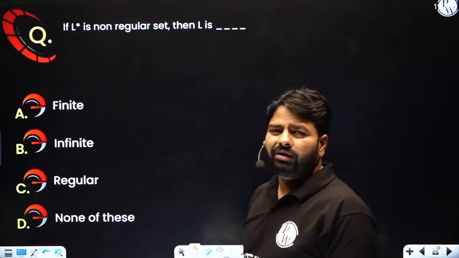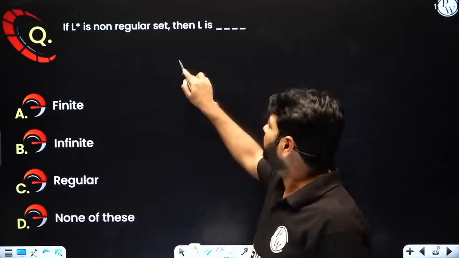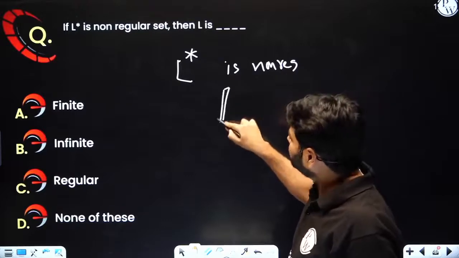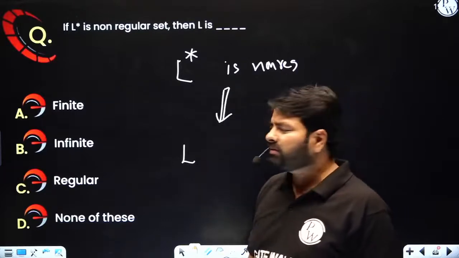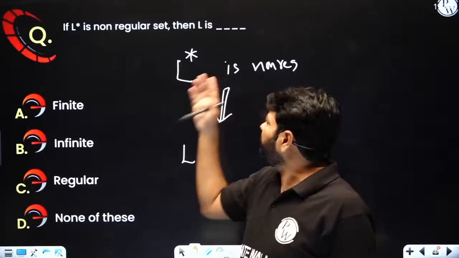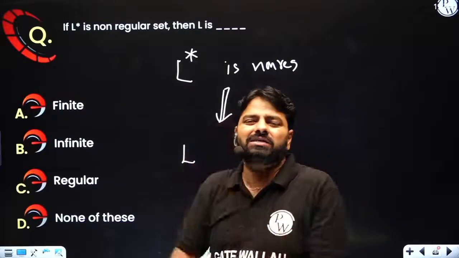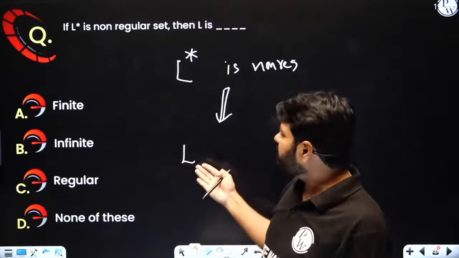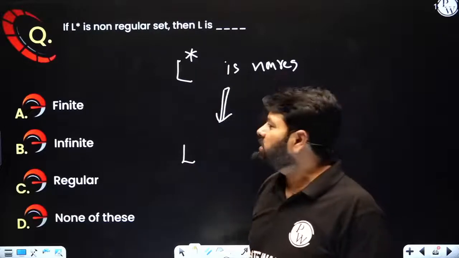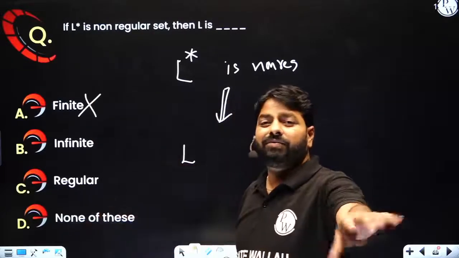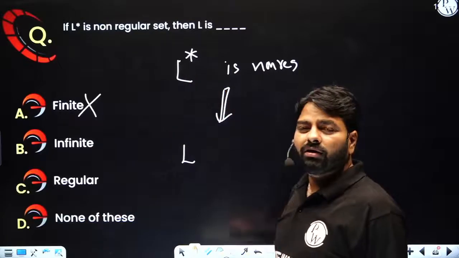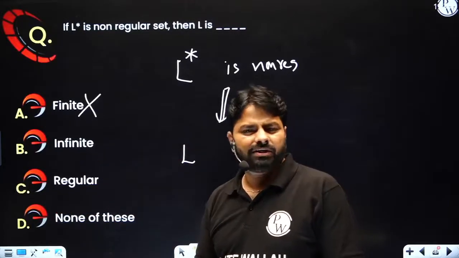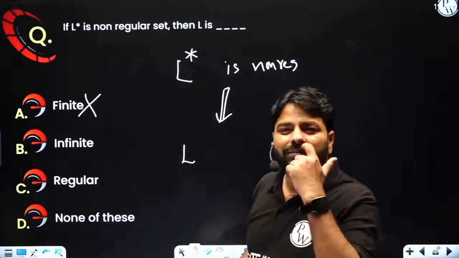If L star is non-regular, what is L? Can you assume finite? If it is finite, finite star can never be non-regular, right? You know that regular star is definitely regular. So L can never be finite. In case L is finite, you will never get finite star as non-regular. So it's very clear, L can never be finite when it is given that L star is non-regular. L star is non-regular means L is impossible to be finite. L is infinite. See, already L never be finite means it has to be infinite.